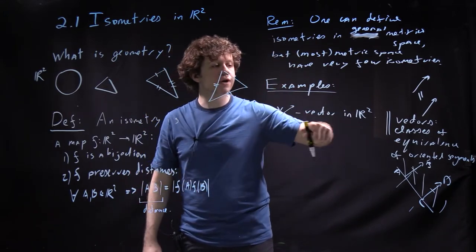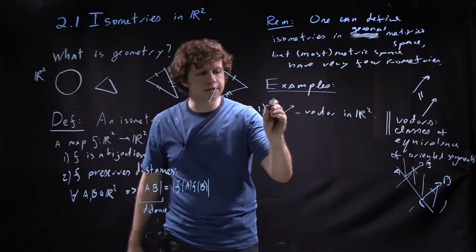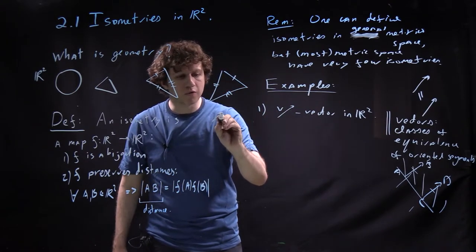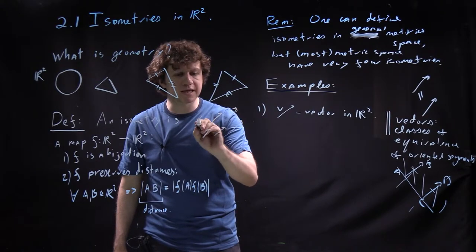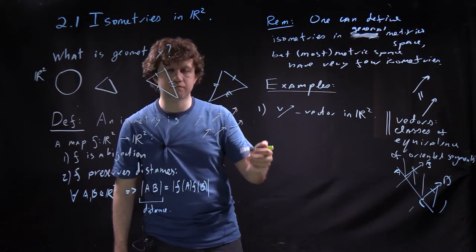So v is this vector in R2. And again, as I said, one can think of it as all these different, equal to each other, vectors going in the same direction. So that's kind of what a vector is. It's not just one of them.